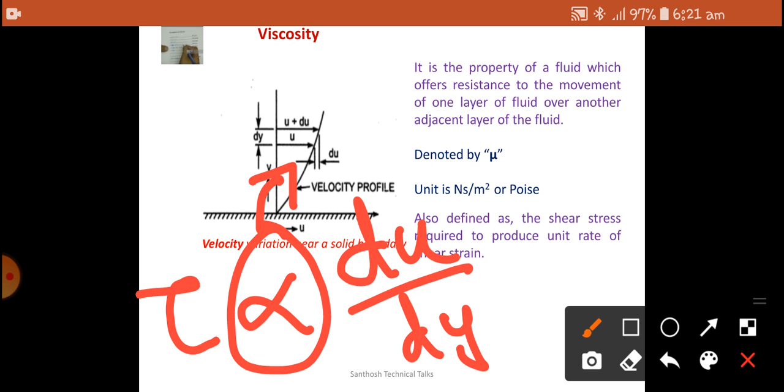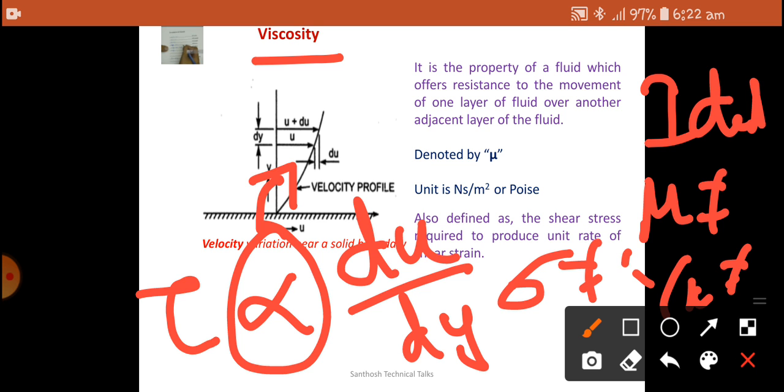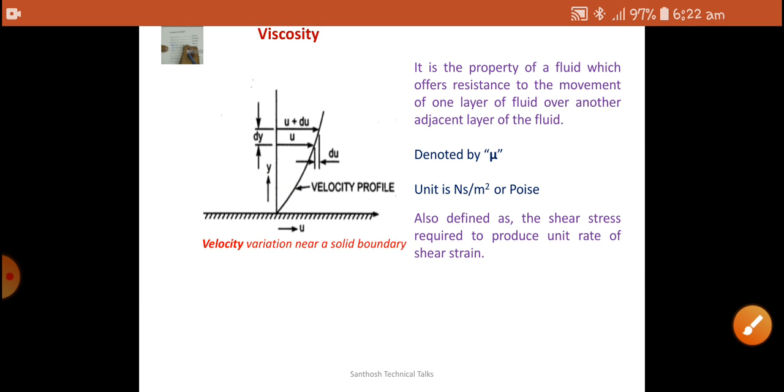Definitely, any real fluid possesses viscosity, whereas the ideal fluid has no viscosity, and it is incompressible in nature. So 1 by k is zero, and there is no surface tension. So all are zero, like that.